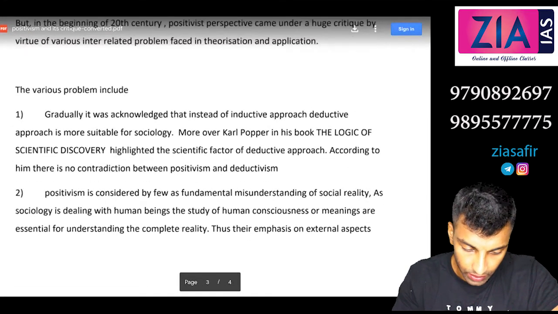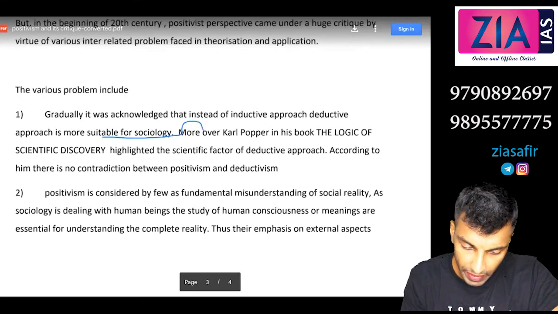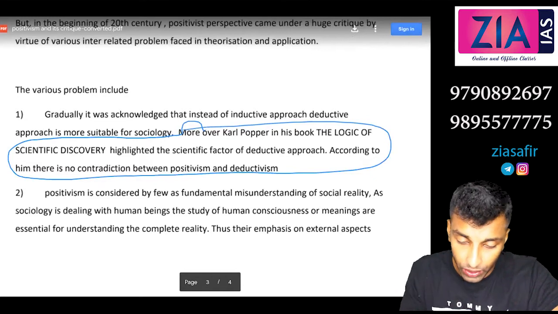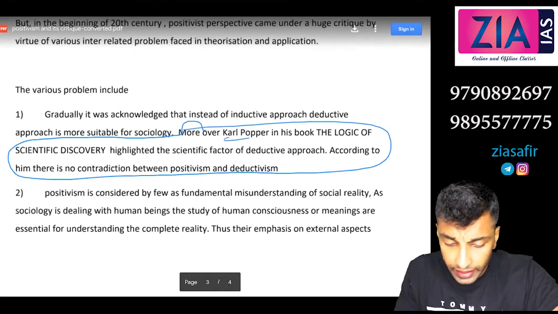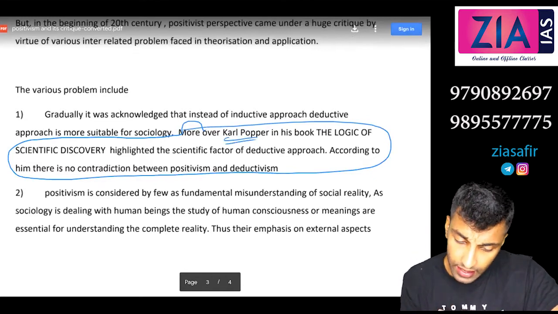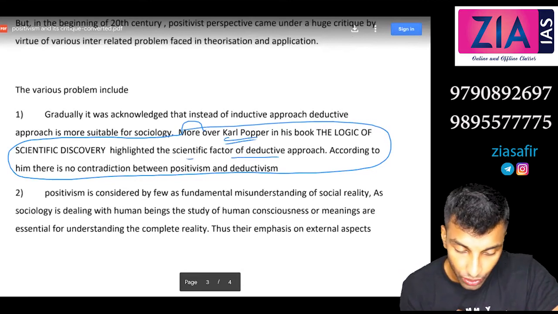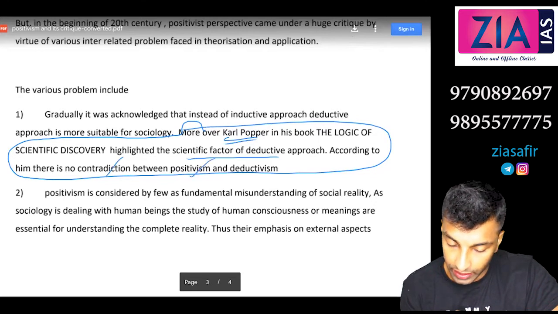So a better statement of this will come in the next analysis. When we talk about non-positivism, I'll talk about Karl Popper and the deductive approach. What he's saying is, there is an element of scientific factor in the deductive approach also. According to him, there is no contradiction between positivism and deductivism.